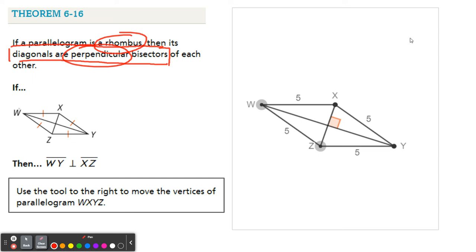So in this picture here, this is a rhombus because all four sides are congruent. So yes, WY is perpendicular to XC. And you can see here in Savas, there's that picture. I'm going to go ahead and click on that, and we're going to explore, I think.